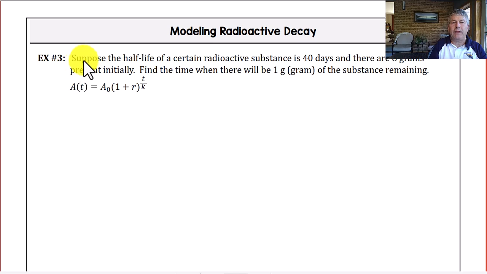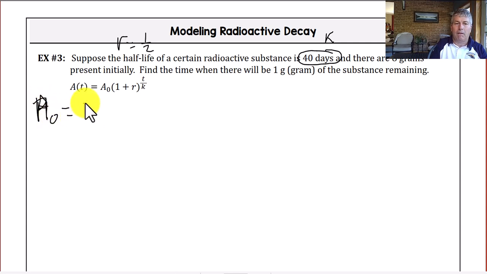In example 3, suppose the half-life of a certain radioactive substance is 40 days. So now the half-life, or 1/2, of a certain radioactive substance is 40 days. That 40 days is our k. And there are 8 grams present initially. So P sub 0 is 8. So in this case, I guess it's A sub 0 is 8.